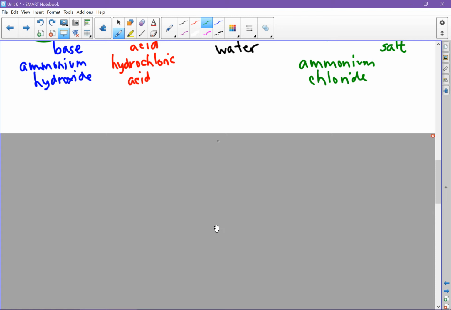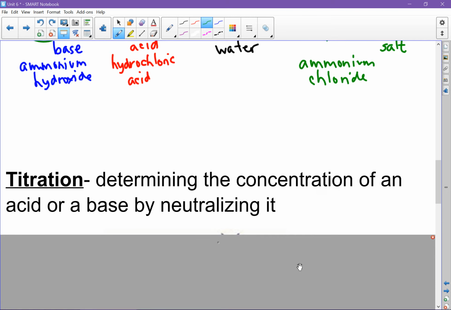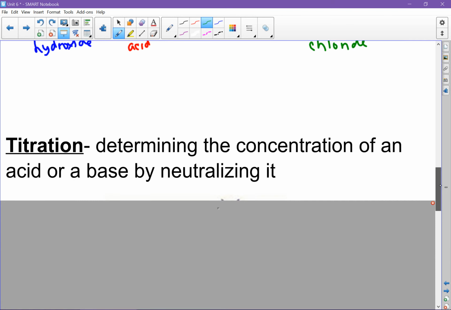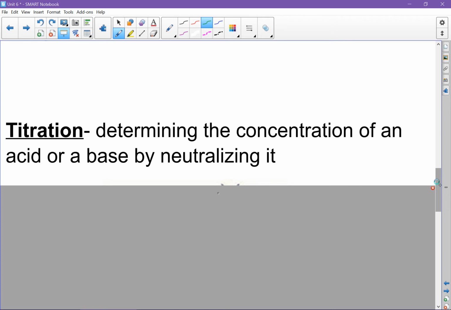In the lab we do them for things called titration. A titration means you're going to determine the concentration of an acid or a base, and the way that you do that is by neutralizing it and seeing how much it takes to make it neutralized. Remember that we've talked about concentration before, and that means the same thing as molarity, which is our big M. So this is going to go back to the molarity formulas that we know.